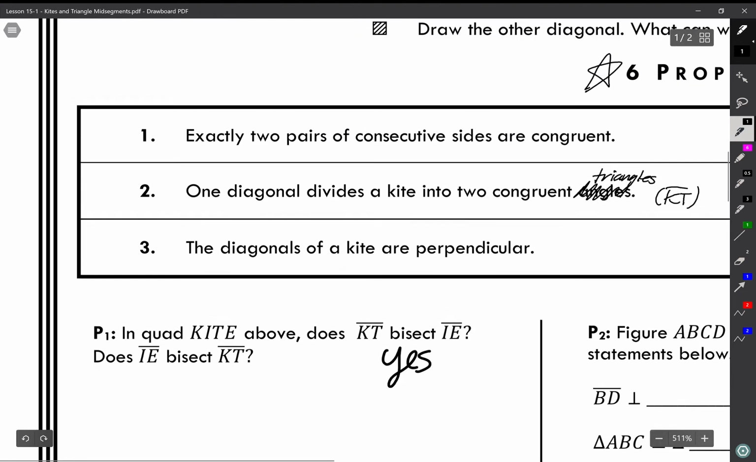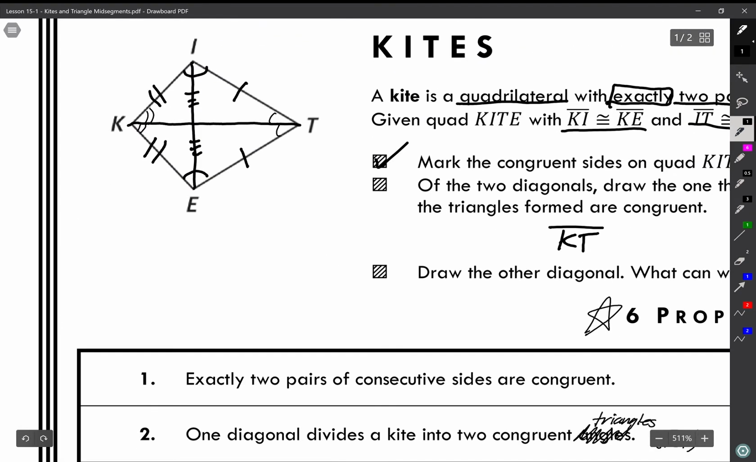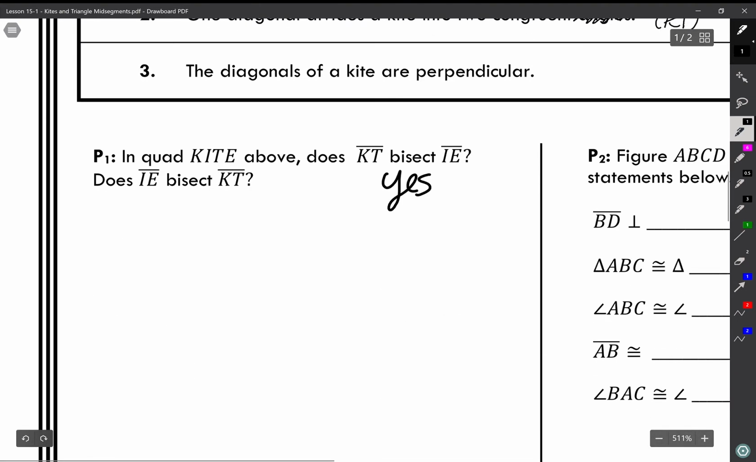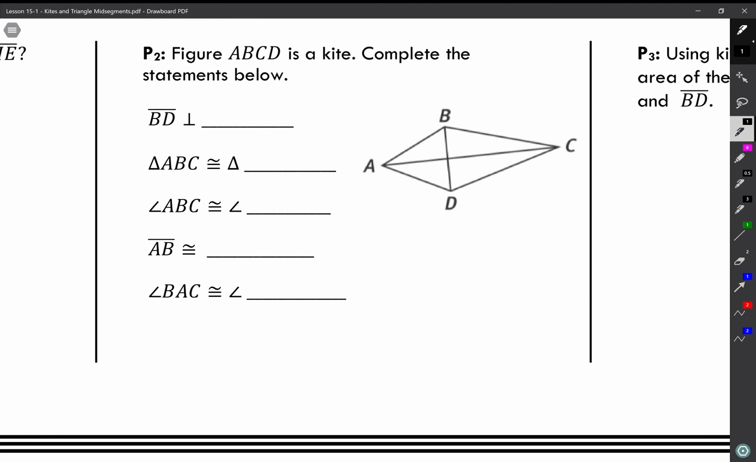Is this question the same the other way around? Does IE bisect KT? I can obviously tell that from K to where they intersect is a little bit smaller than the other little segment on the right. So we're going to say a big no for that. We don't need to even explain. All right, number 2, figure ABCD is a kite. Complete the statements below. So BD is perpendicular to what segment? I know the diagonals of a kite are perpendicular, so I can say BD is perpendicular to AC.